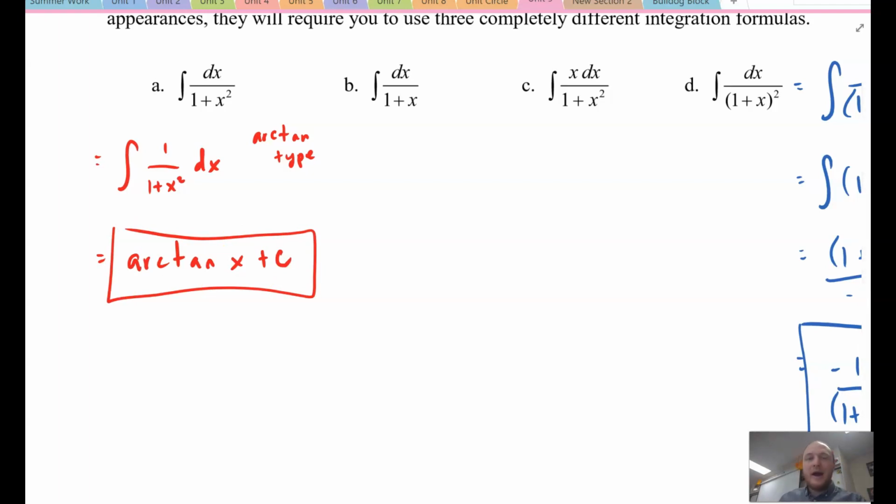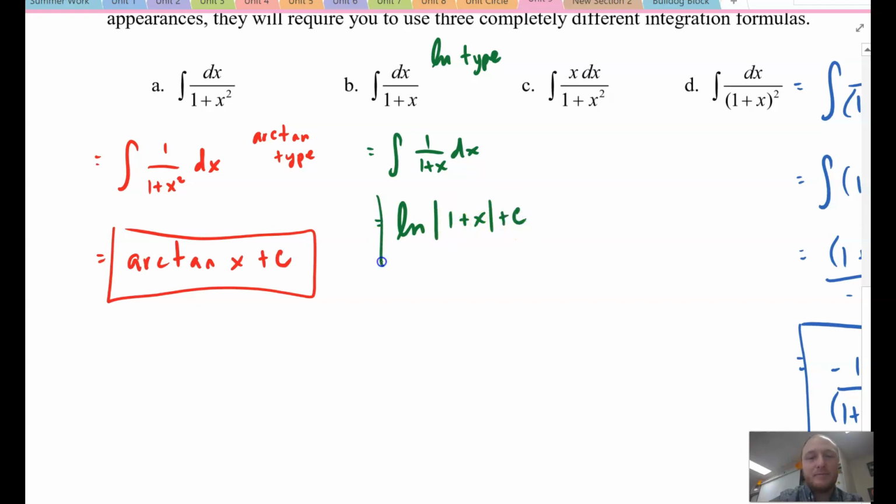All right, let's look at b. On b, I have a 1 plus x. So I can't bring it up. This isn't arctan. I don't have the x squared. But I do have the natural log type, right? What's the derivative of the bottom? Oh, it's just 1. So I'm good, right? This is the integral of 1 over 1 plus x dx, which is the natural log of the absolute value of 1 plus x plus c. And there you have it. Very, very easy.